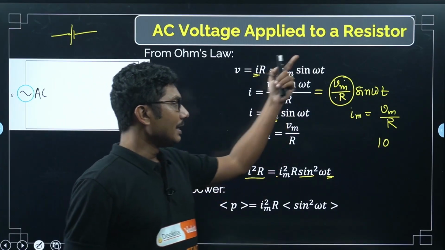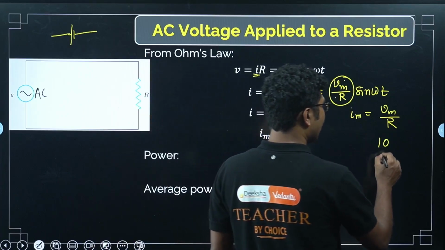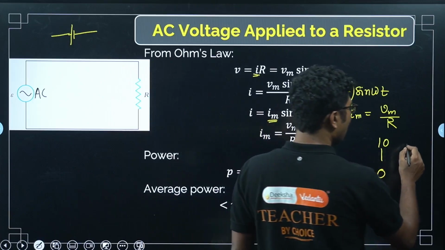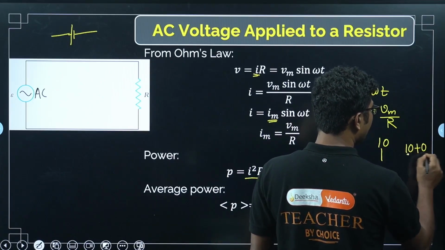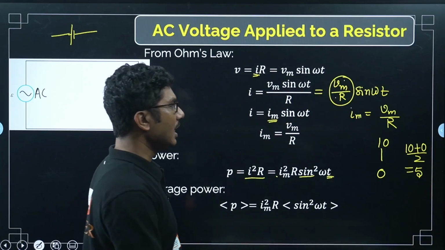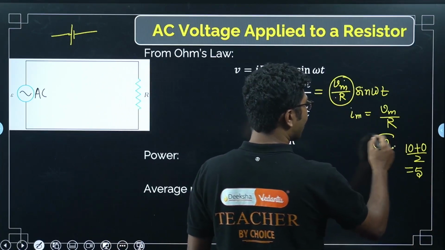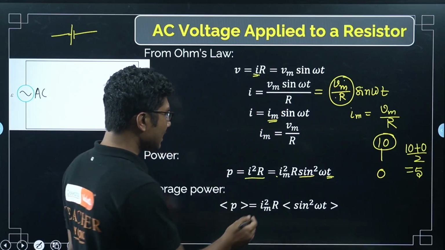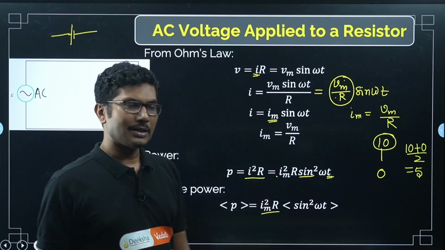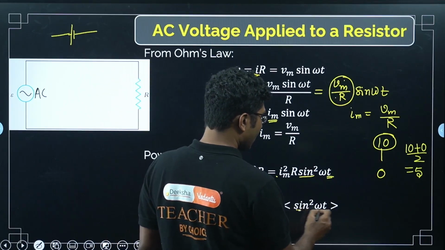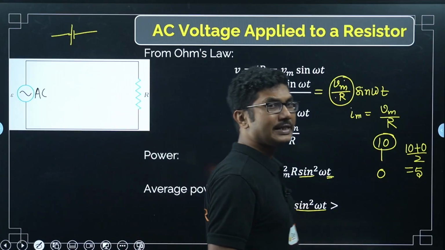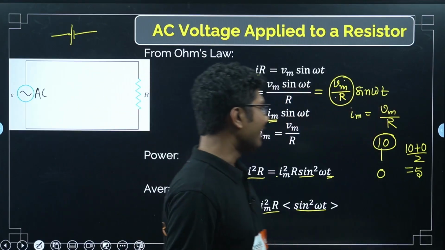But if it is changing between, say, 10 to 0, then what is the average value? Then we take the maximum value plus the minimum value divided by 2, that is, the average value is 5. But if it is not changing, if it is constant, then the average value will remain constant. Similarly here I square R is not changing with time, that means its average value will remain constant. But this term sine square omega t is changing with time, so it will have an average value.